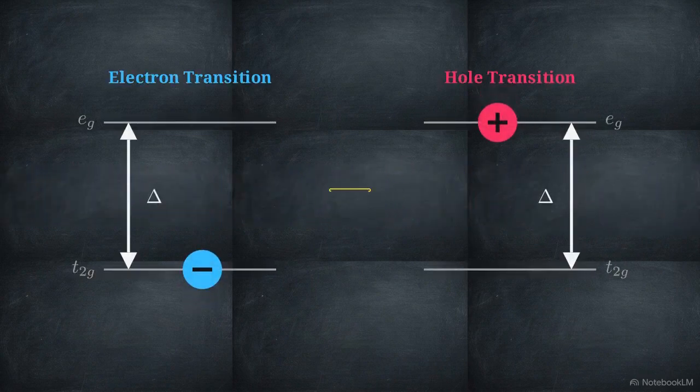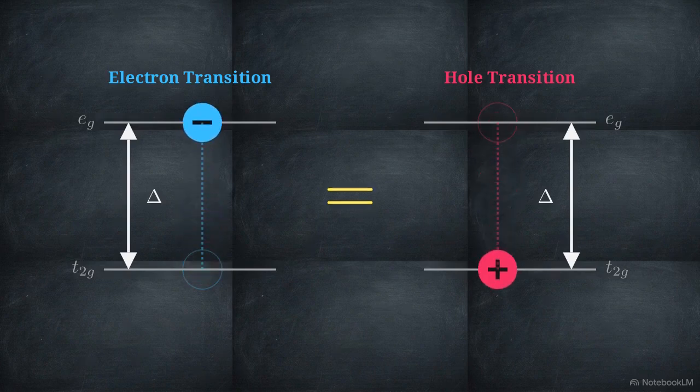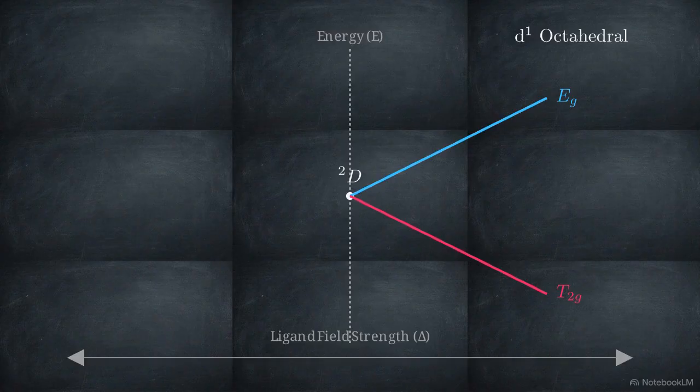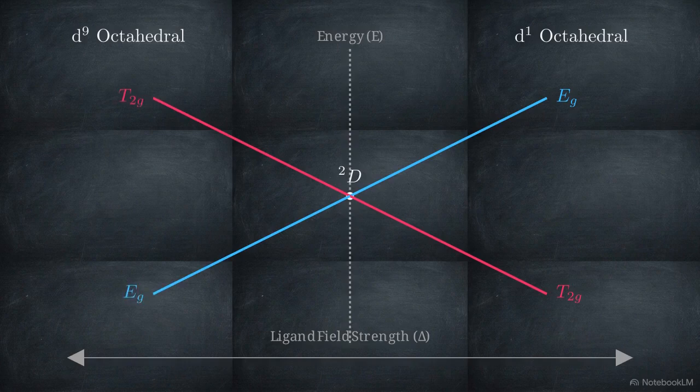Exciting a single electron upward in a D9 system is physically and mathematically equivalent to this positive hole dropping down to a lower energy level. Because the hole has an inverted charge relative to an electron, its energy splitting pattern inside the ligand field is perfectly inverted as well. We can map this inverted D9 octahedral relationship on the left side of our diagram. The split mirrors the right side, but the positions are flipped. EG is now the lower state, and T2G is the upper state.